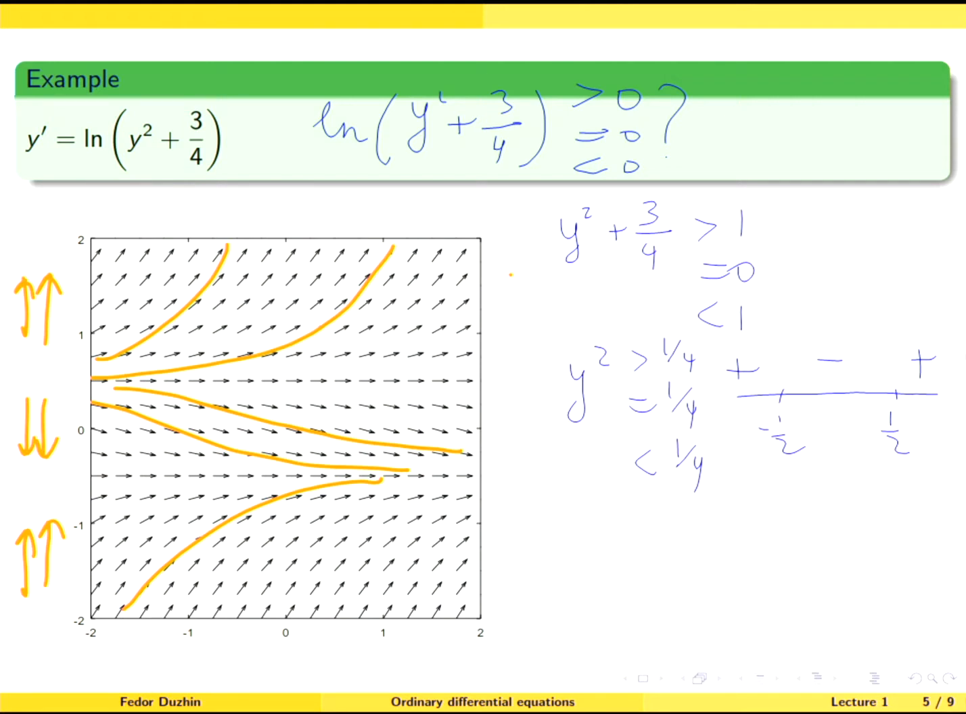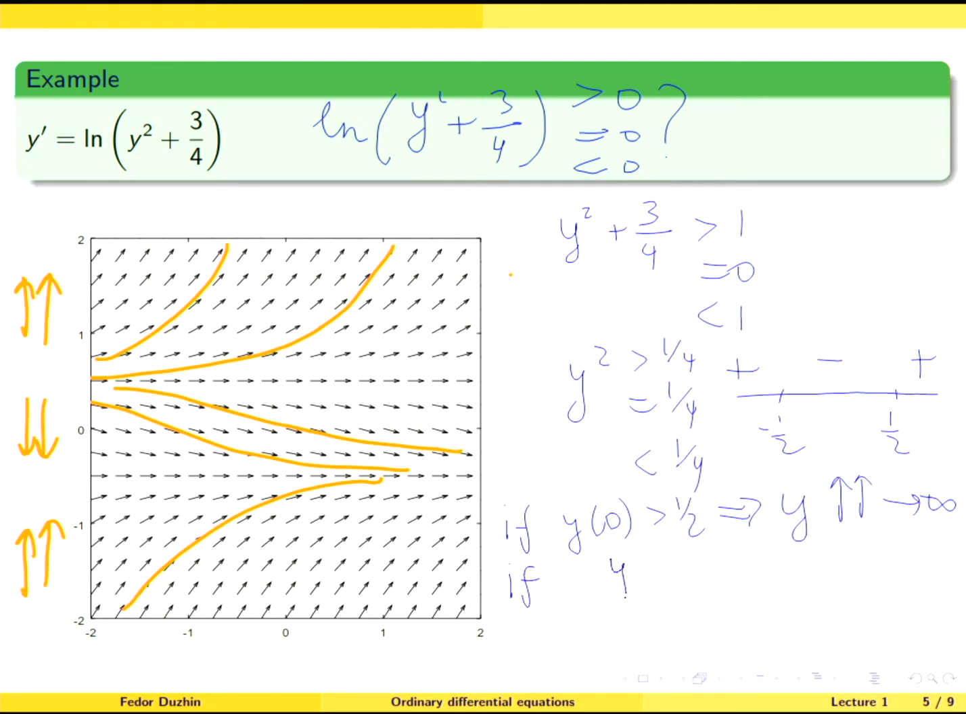So that's how we know that the right hand side of our differential equation is positive or negative. But if the right hand side of our differential equation is positive, it means that all functions are increasing. So if y of 0 is bigger than 1/2, then y is increasing, and we can see that at the same time it approaches infinity.